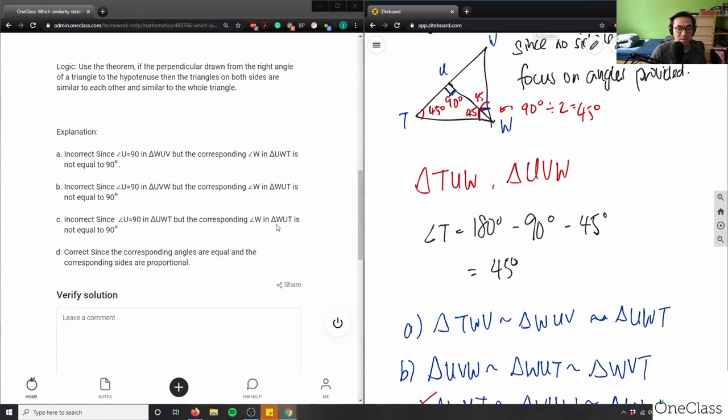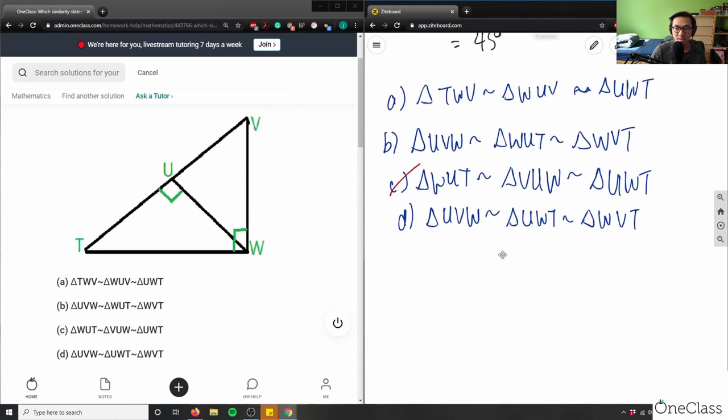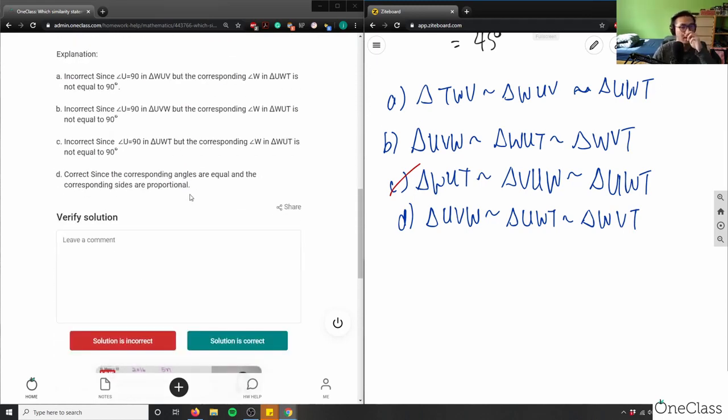And D here, because it's corresponding, right? So let me look at D here. D states that UVW is correspondent to UWT, which is correspondent to WVT. So we have the right angle here, and the perpendicular between here is also 90 degrees. I have angle W, the big W, the entire triangle here is 90 degrees. This is also 90 degrees, and this is also 90 degrees. So option D here is correct, because the corresponding angles are equal.